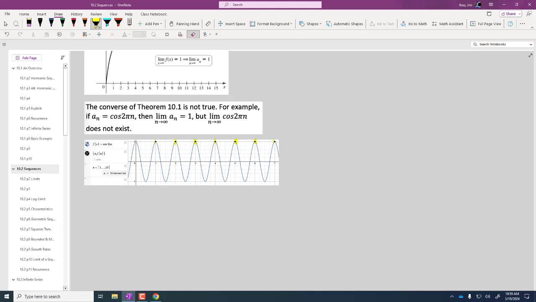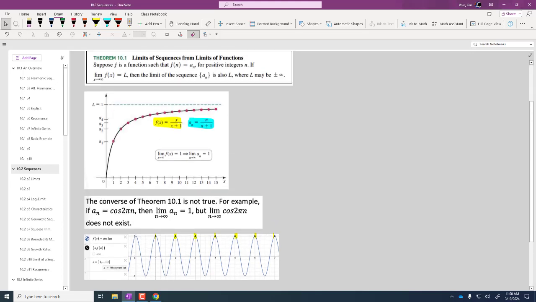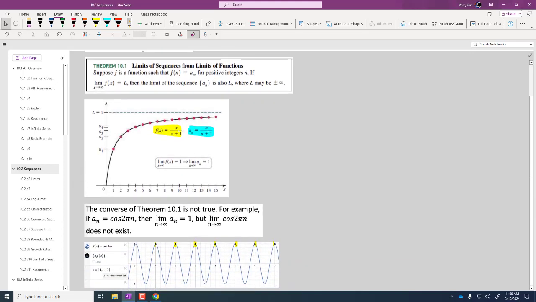So just because there is an embedded sequence that converges doesn't mean that the parent curve converges. But if the parent curve converges, any embedded sequence must converge to the same thing. Right? So that's just an important distinction there. So the idea is that if we start with our sequence, we convert to the parent function, and if we can take the limit of the parent function and get a number, then that must also be the limit of the sequence.